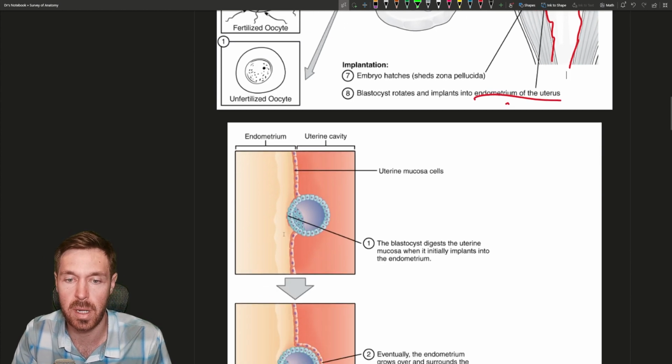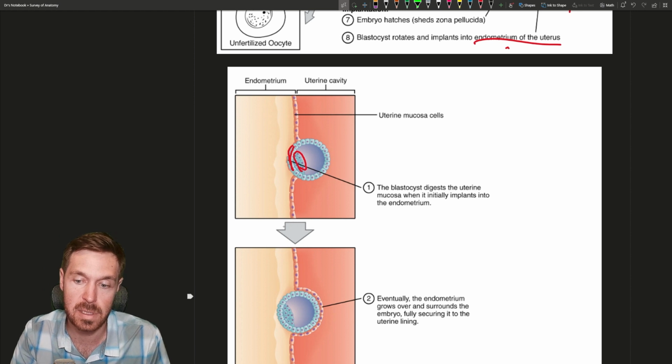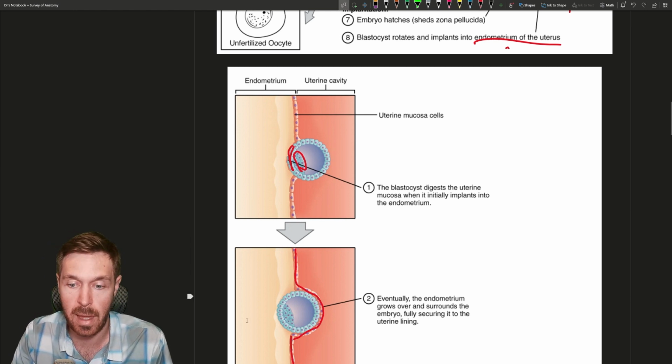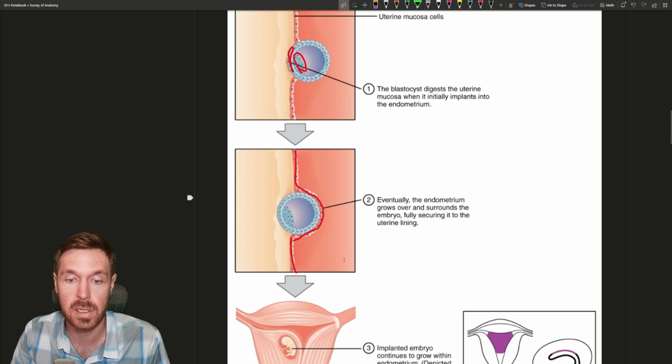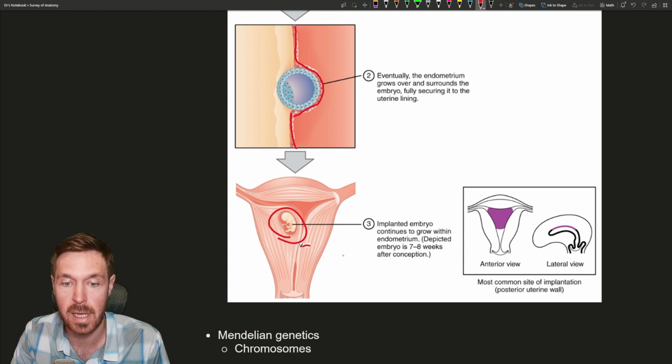And this is what it looks like when it implants into that. So here, those trophoblast cells, which will end up becoming the placenta, implant into the wall. And then you've got the inner mass cells right here. And then you see the endometrium grows around those cells so that when the fetus begins growing, it will be within that endometrium. And it fully secures it to that uterine lining. And then the implanted embryo continues to grow. And this is about 7 to 8 weeks after conception right there. And typically implantation occurs on the posterior uterine wall.